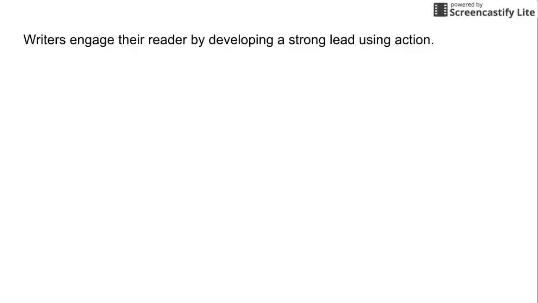Next, writers engage their reader by developing a strong lead using action. This is probably the one that most writers shy away from, because you have to include action, movement of your arms, movement of your legs, facial expressions, and things like that. But this is actually a very unique and creative way to engage your reader. And so I have an action example for my waking up narrative.